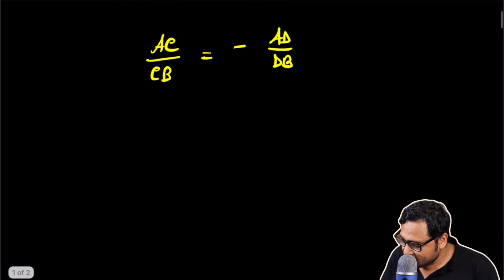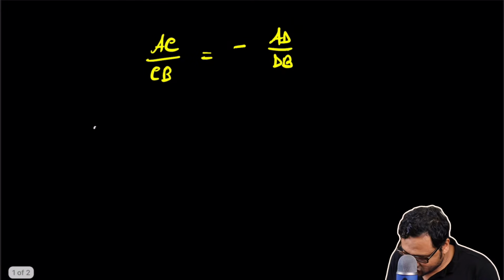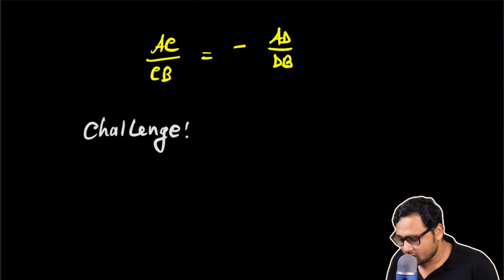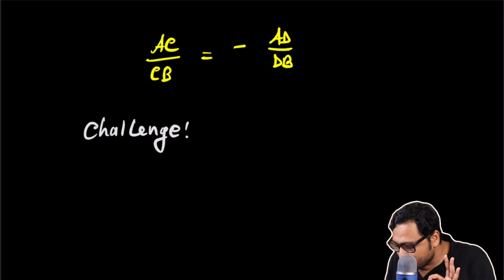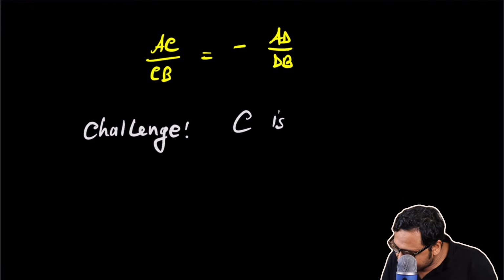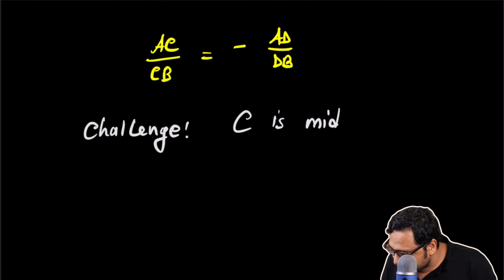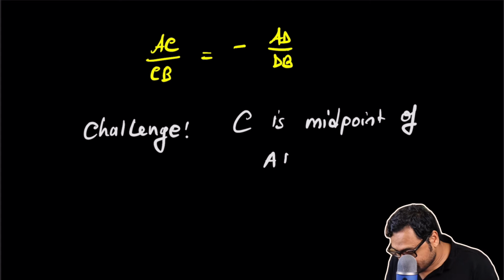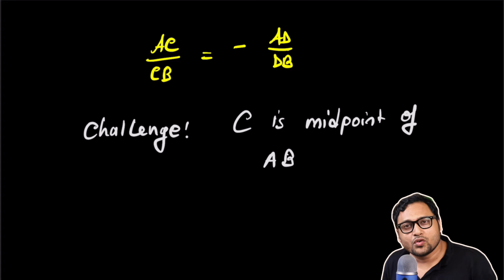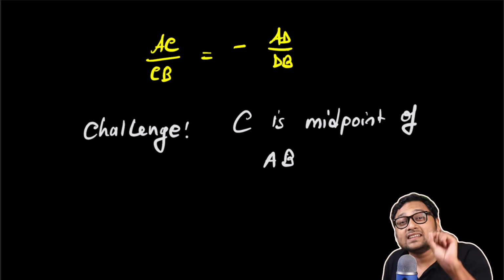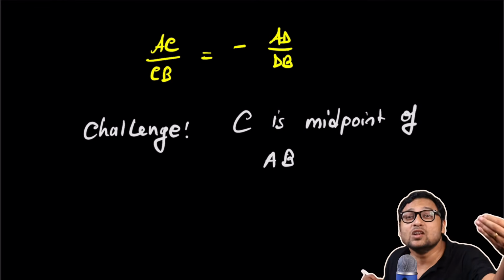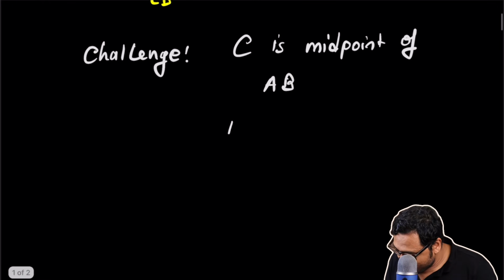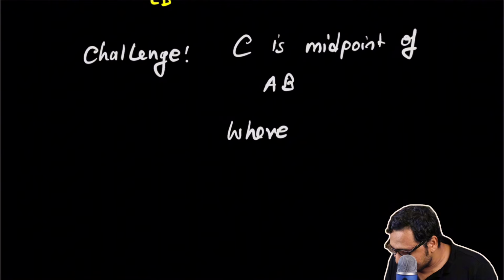Here is a little challenging question. It's a challenge. If C is the midpoint of AB, where is the point D? What is the location of the point D? Can you tell me that? Where is D?